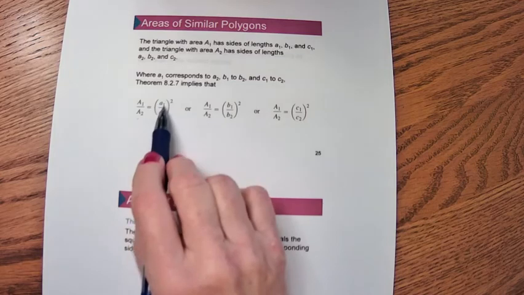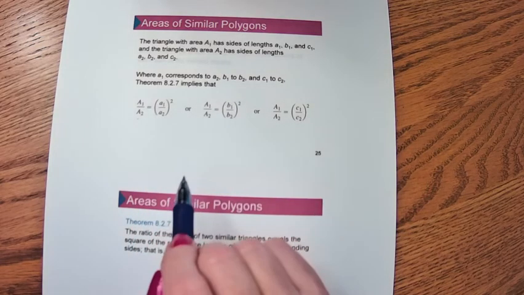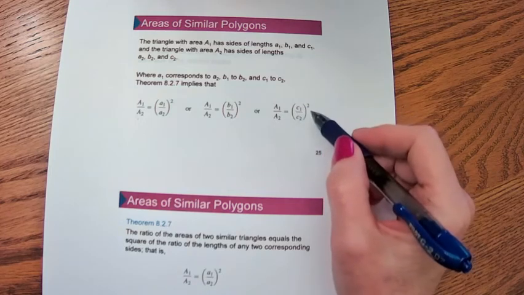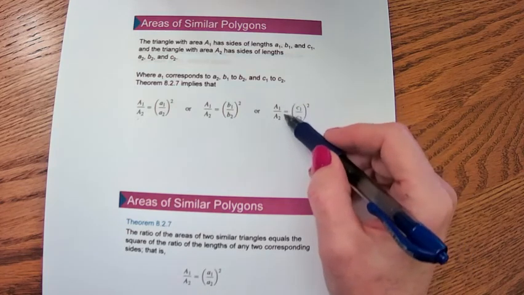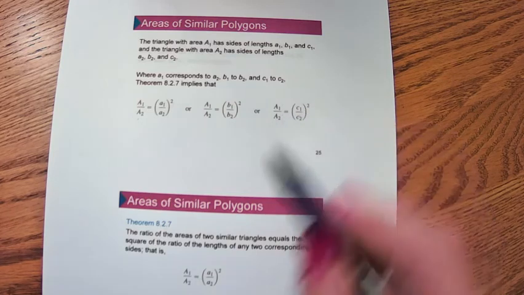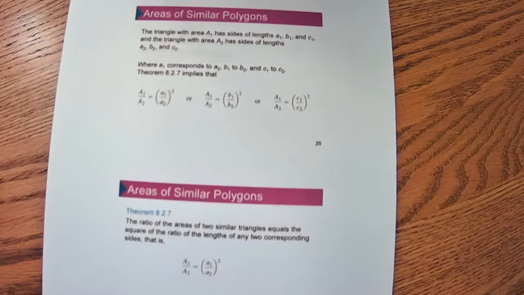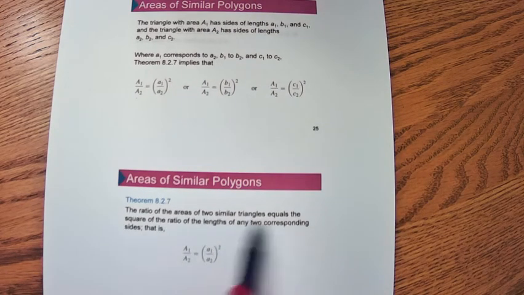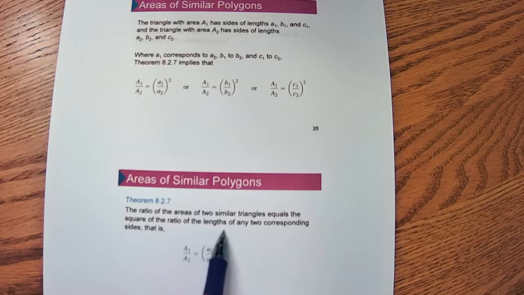If we don't want to use the A sides, we can use the B sides. If we don't want to use the A or the B sides, we can use the C sides. But the areas are in the same ratio or are proportional to the sides squared. And here's our theorem right here. The ratio of the areas of two similar triangles equals the square of the ratio of the lengths of any two corresponding sides.